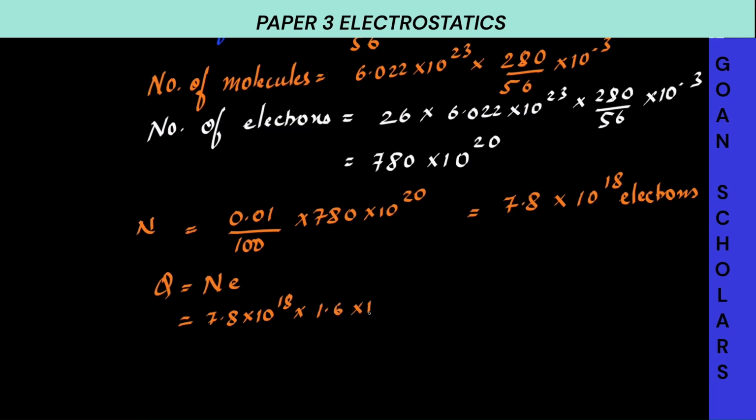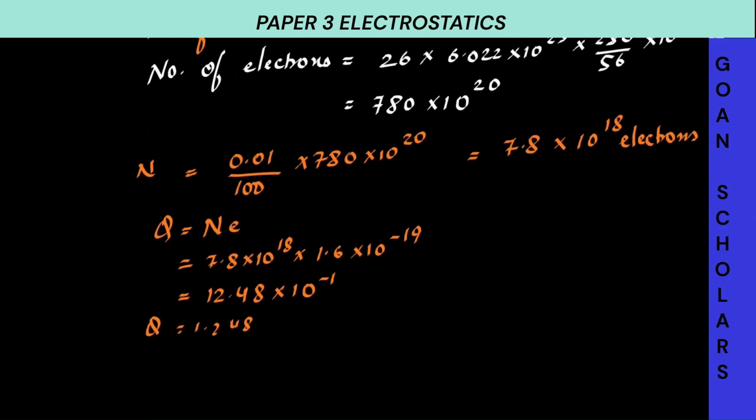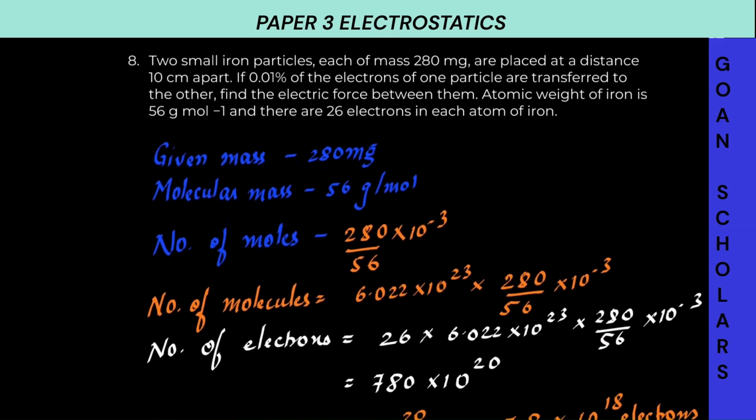And what is the charge on one particular electron? 1.6 into 10 raised to minus 19. So when you multiply both, you will get the total charge. And let's see what is the product giving us. 7.8 into 1.6, that will be 12.48 into 10 to the power minus 1. Correct? This is our total charge Q. So we can remake it here as 1.248 into 10 to the power 0. So this is our total charge which is transferred from each atom.